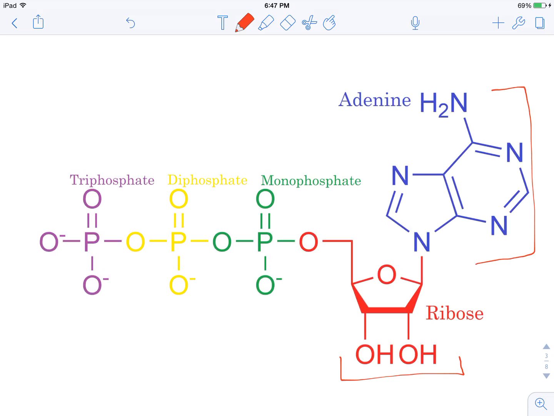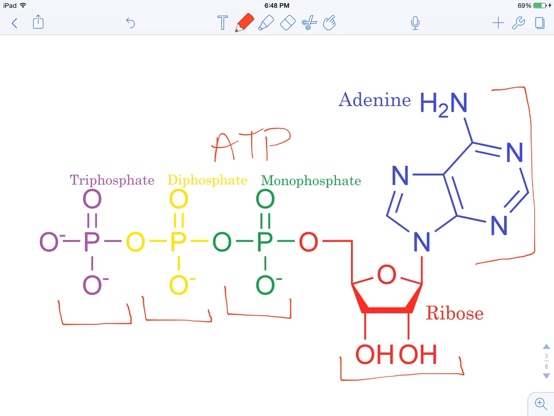Now, as you would expect, there are 3 phosphate groups here, which gives us the name triphosphate. Labeled in green, yellow, and purple, we're seeing that if there were only one phosphate, it would be adenosine monophosphate, or AMP. You will see this. If only one group was lost, we would have ADP, which is adenosine diphosphate. And when we have all 3, we have good old ATP.